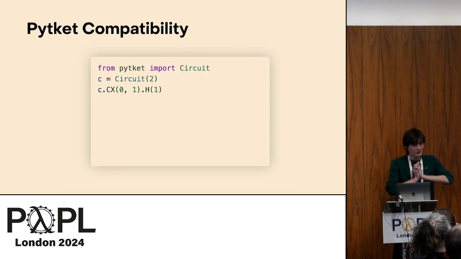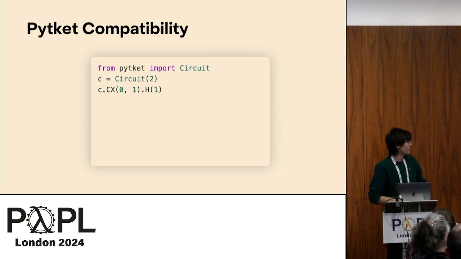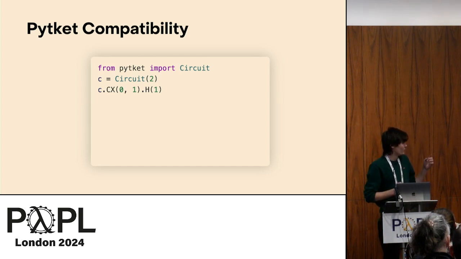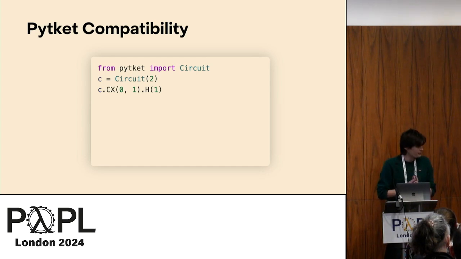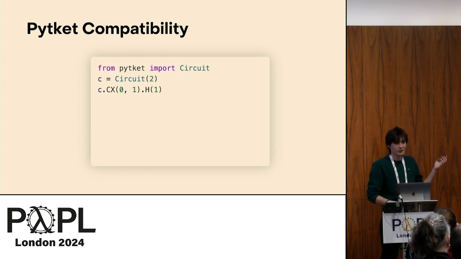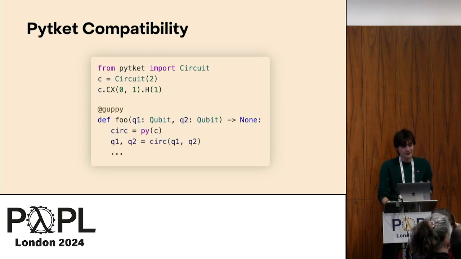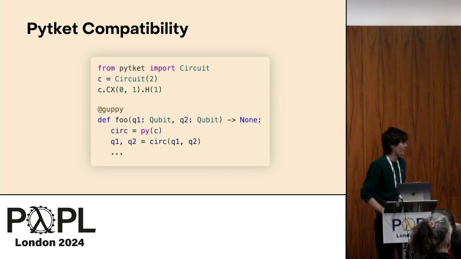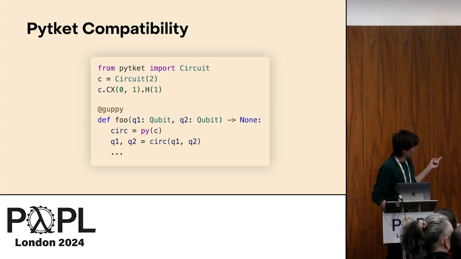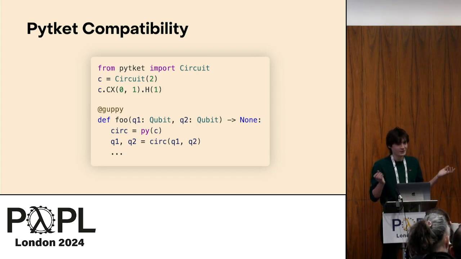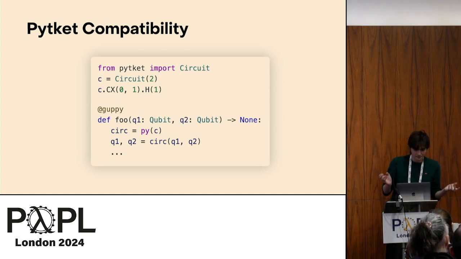One nice thing this also buys us is interoperability or compatibility with other classical circuit builder frameworks. For example, what I'm doing here is I'm constructing a pytket circuit in the classical builder pattern, and then I can actually use this circuit in my Guppy function by loading it in using this py thing, and then we get out a function from qubits to qubits that we can call just like any other function in Guppy.